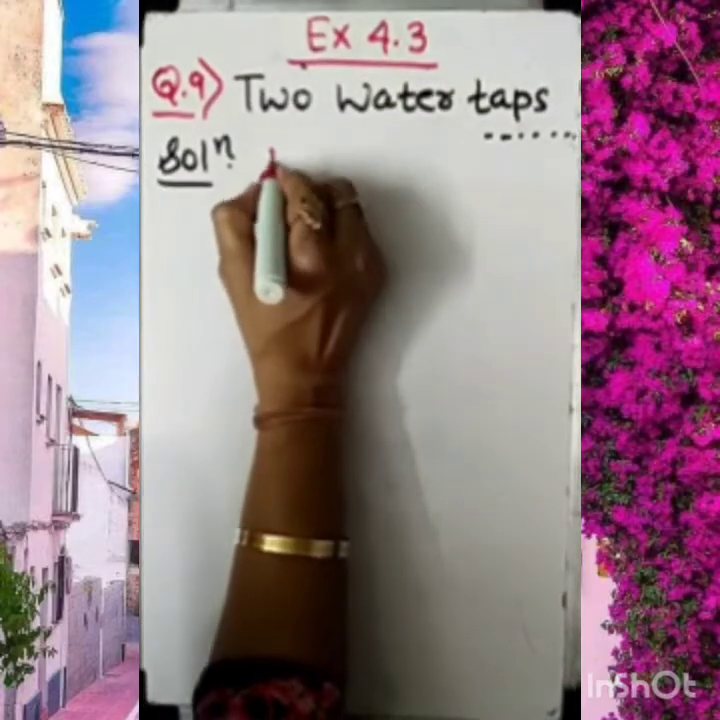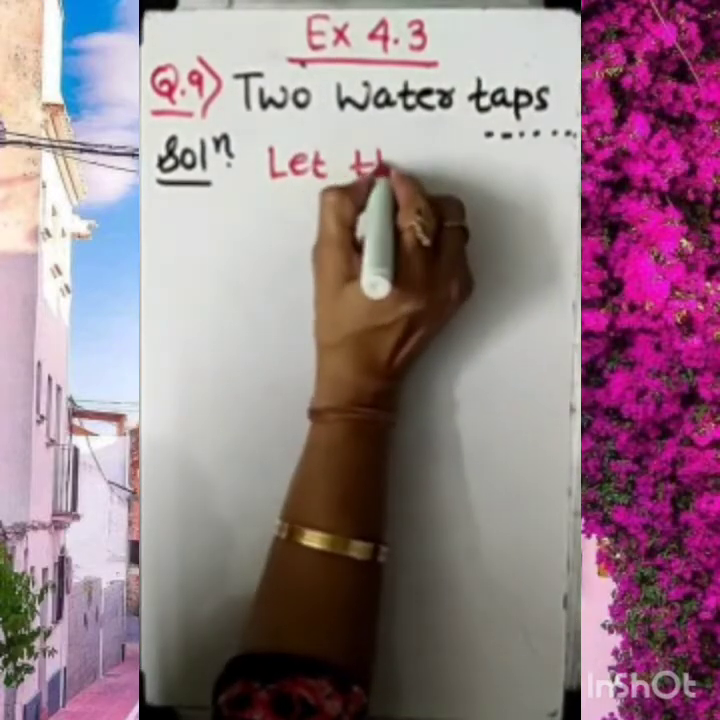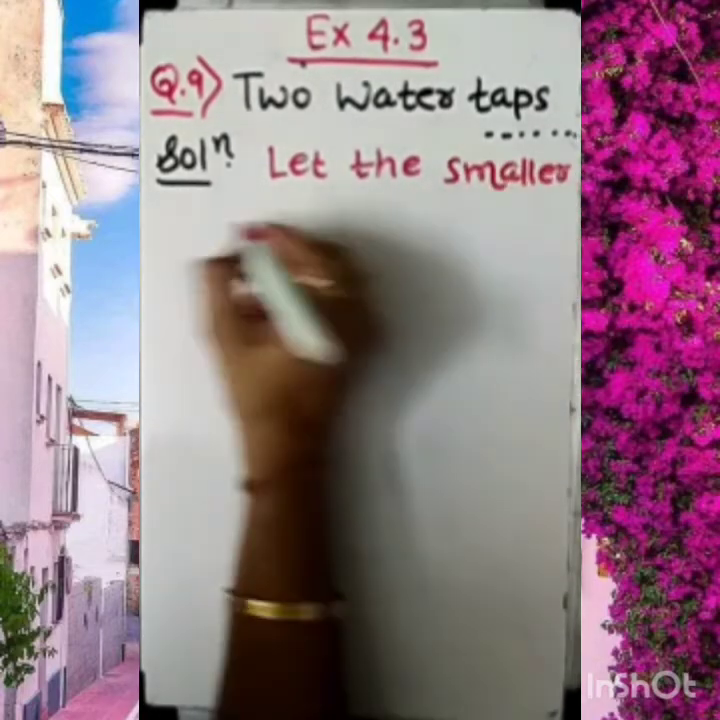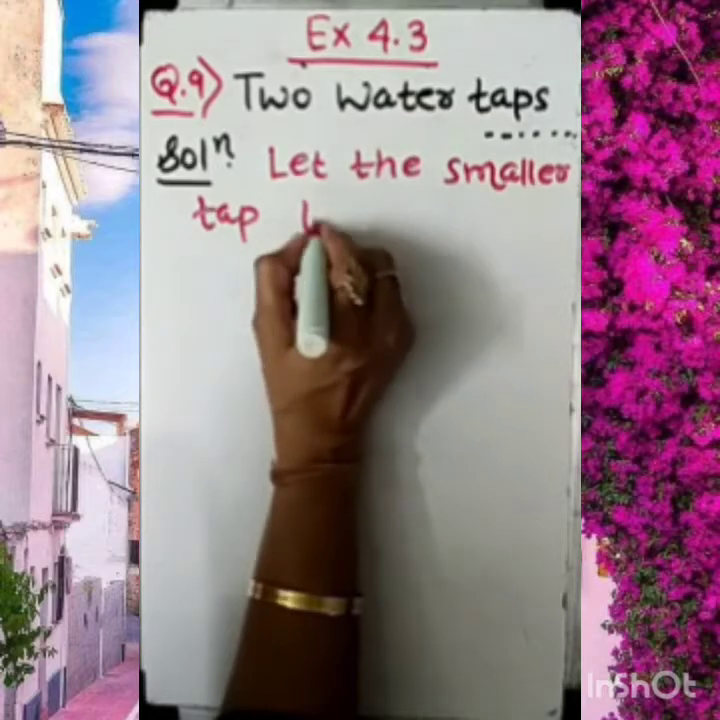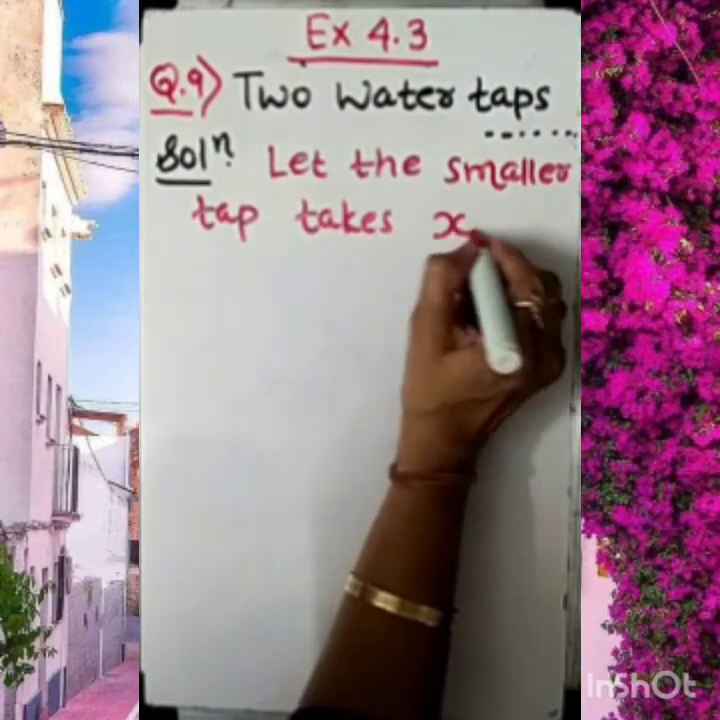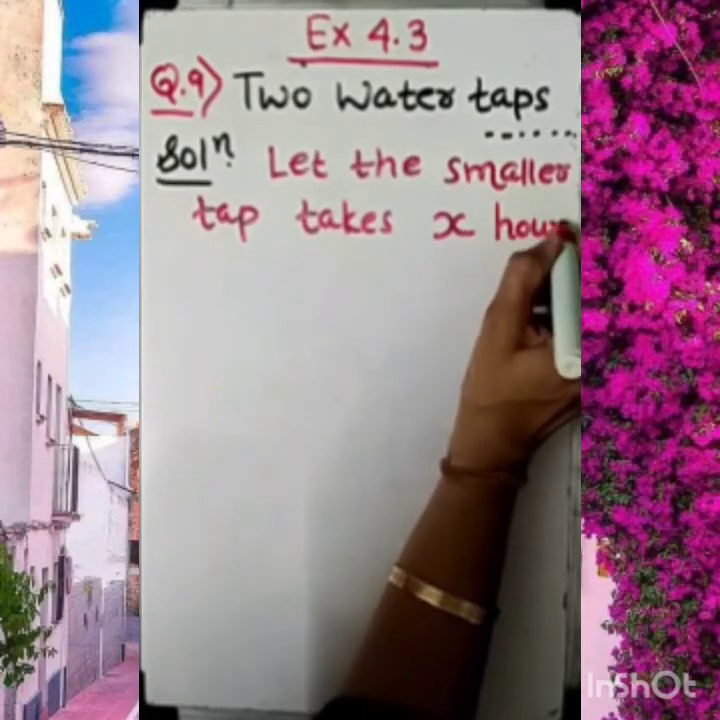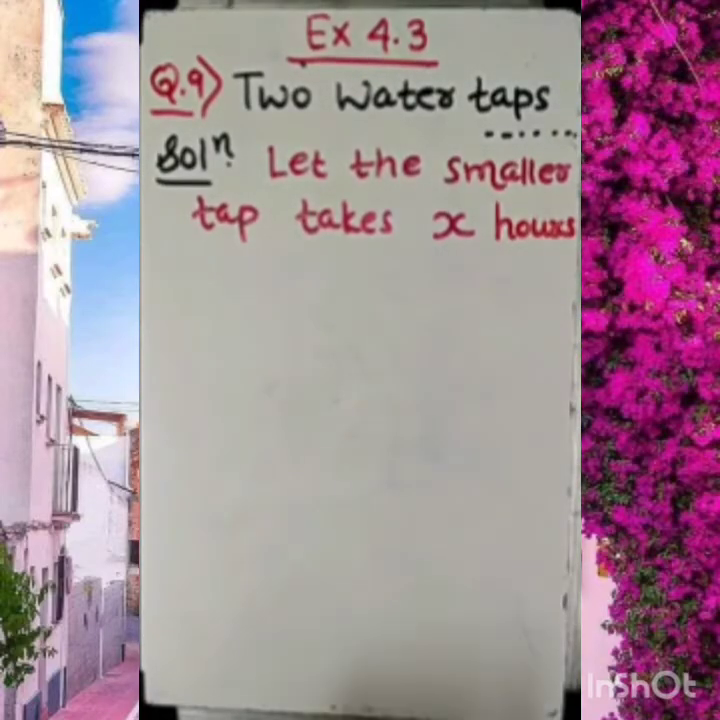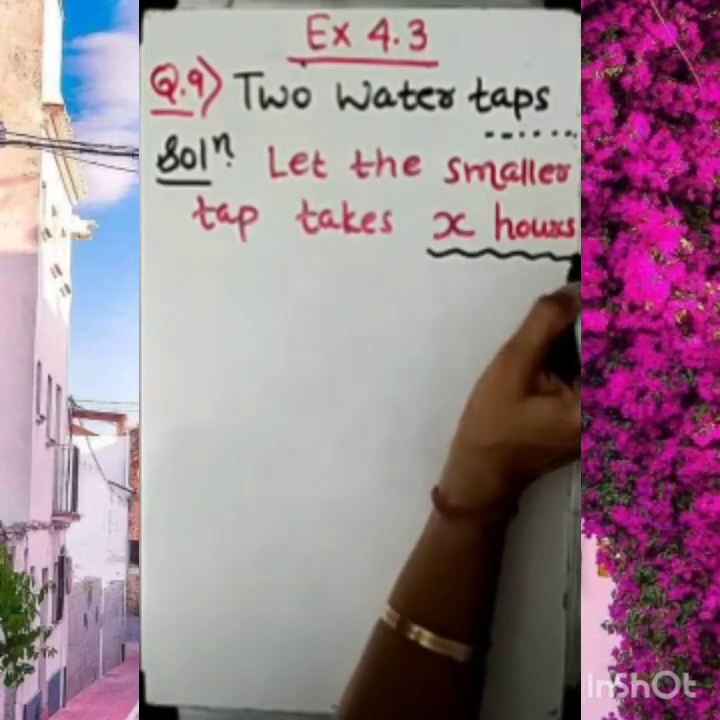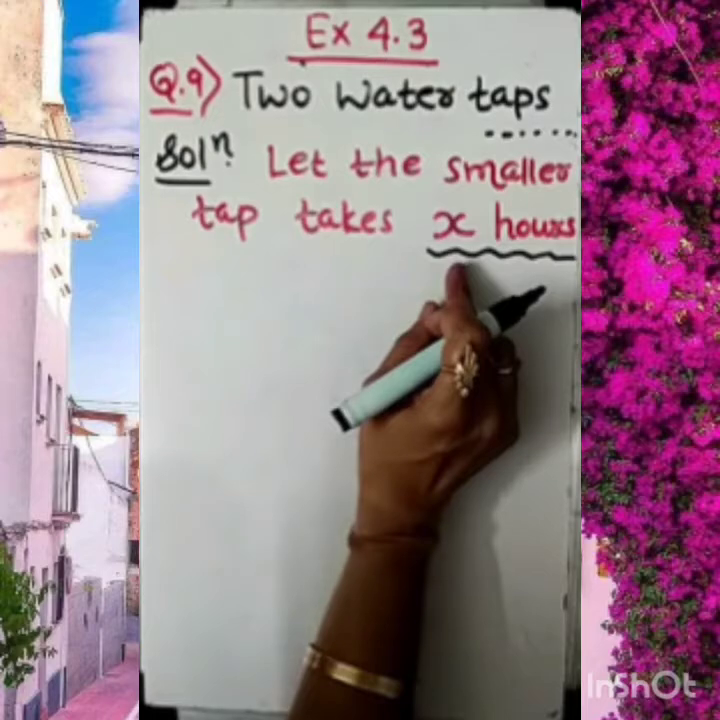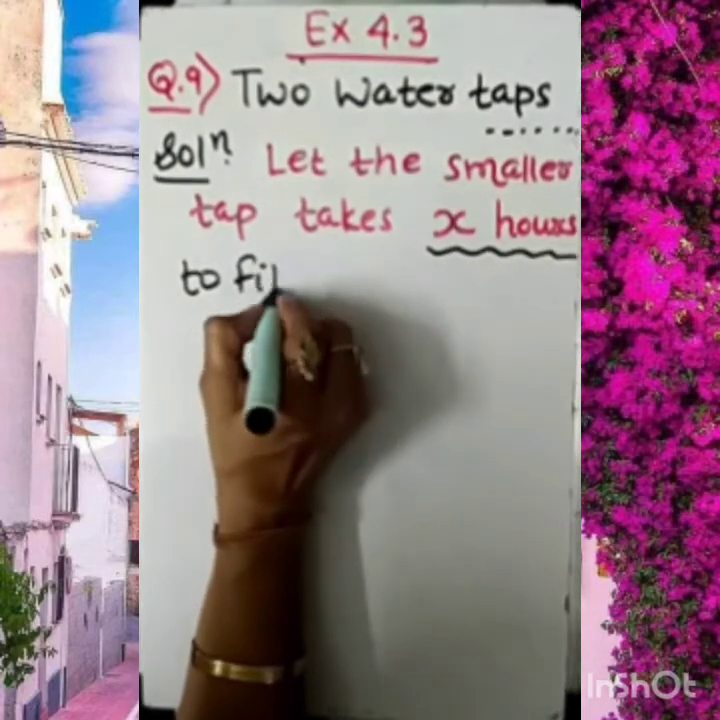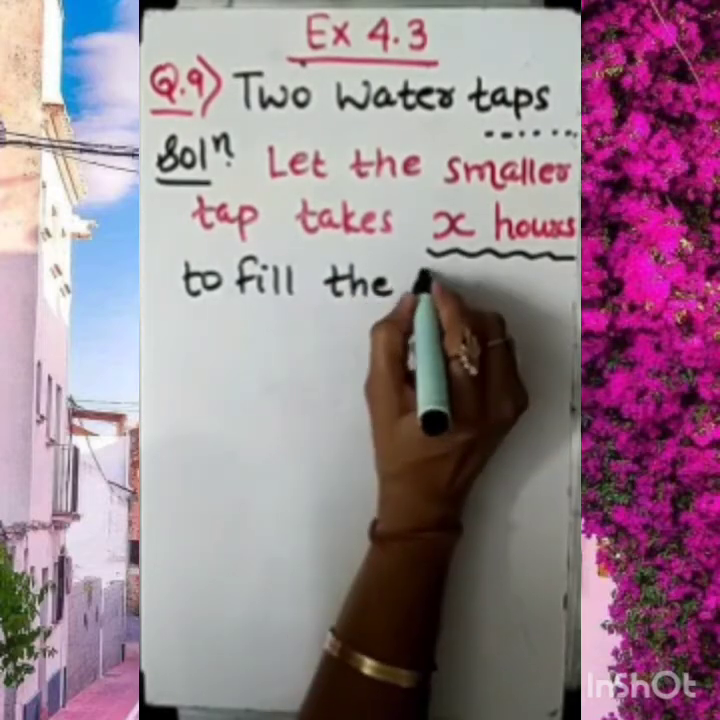Let the smaller tap take x hours. Actually, here it is not given, so for that, how much time is it taking? The smaller tap is taking x hours. The number of hours is x to fill the tank. This we are assuming first.